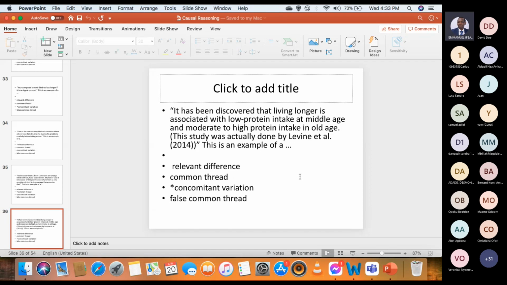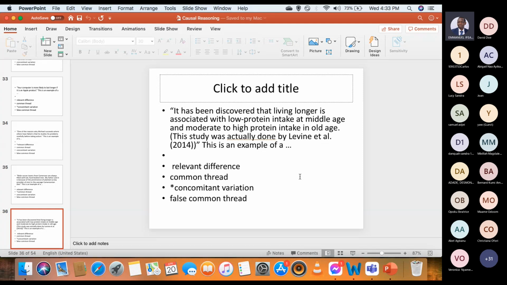It has been discovered that living longer is associated with low protein intake at middle age and moderate to high protein intake in old age. This study is actually done by Levin et al. So this is an example of what? Relevant difference, concomitant variation, common thread?